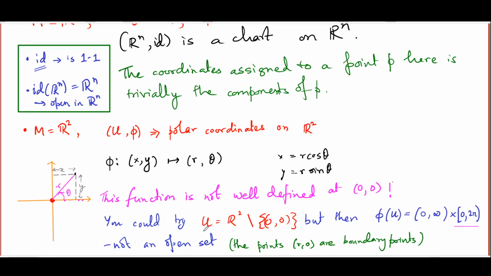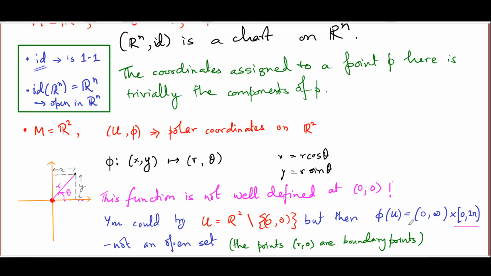So while our proposed chart, with u as the plane minus the origin and phi as the standard polar coordinates, does satisfy one of the properties of a chart, that is, it is one-to-one, it fails to give you an open set as an image of u. So this is really not a valid chart. So things are a bit more complicated than you would imagine. This is not really that difficult to get rid of.